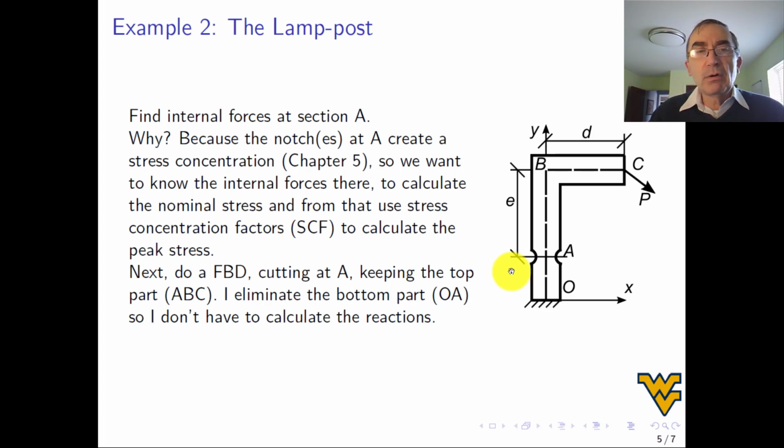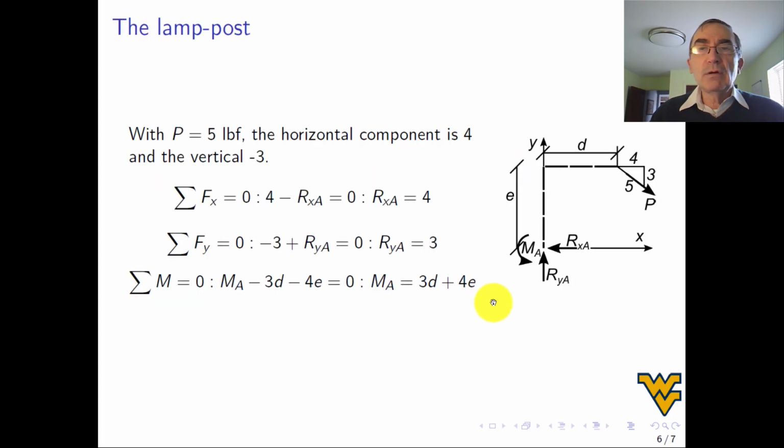Well, like we did before, we do a free body diagram cutting at A. So we cut at A, and we keep part of the structure. In this case, I'm going to keep the top of the structure. Why? Because I don't want to calculate the reactions, and the top of the structure will give me everything I need because it's the part that is loaded, it has the dimensions, everything. So I can cut there, and that's it. All right, so I go here, and this is my free body diagram, all right?